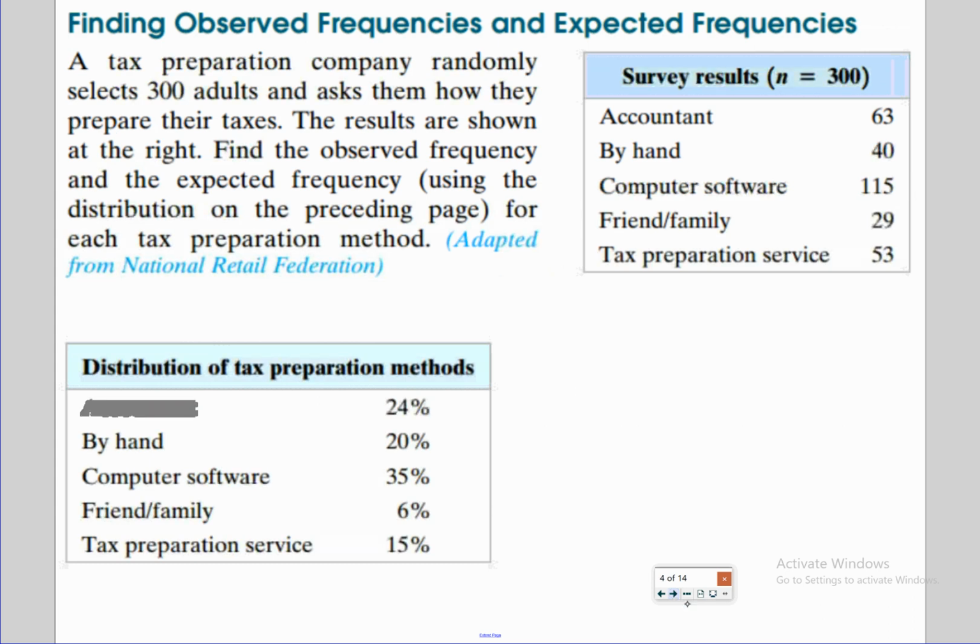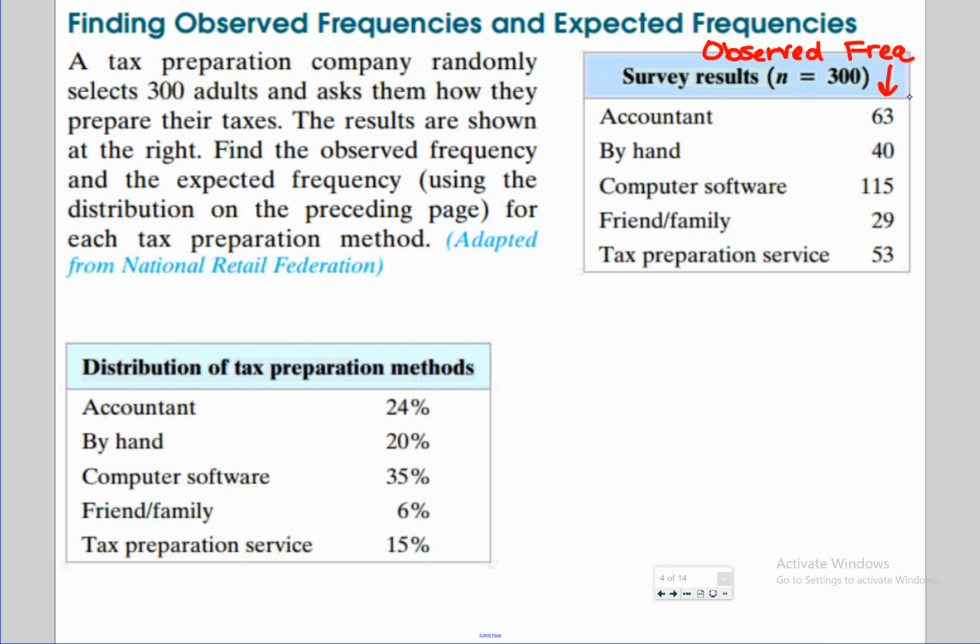In this problem, it says a tax preparation company randomly selects 300 adults and asks them how they prepare their taxes. The results are shown at the right. Find the observed frequency and the expected frequency using the distribution here and here for each tax preparation method. On the top right, you have survey results. If you have survey results, you have observed frequencies. Those in this problem are given to you.